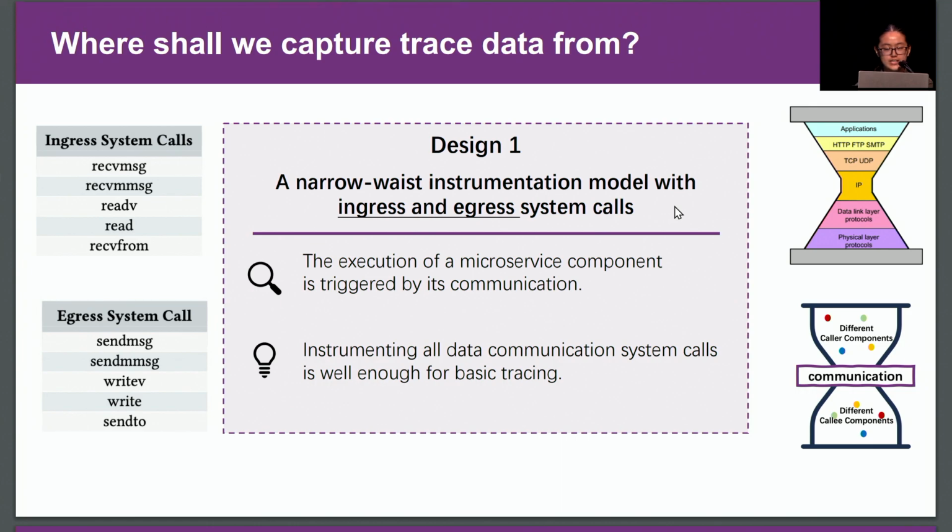We observed that with a high degree of decoupling, the execution of microservice components is mainly triggered by its communication. Therefore, instrumenting all data communication system calls at component boundaries is well enough for basic tracing. What we provide is kind of a skeleton that is comprehensive for understanding the microservices, and those user-defined third-party instrumentations can fill in the flesh and blood of the skeleton. To some extent, I would say that these 10 system calls listed above are kind of the IP layer to the network stack, as they are distant to the whole distributed systems.